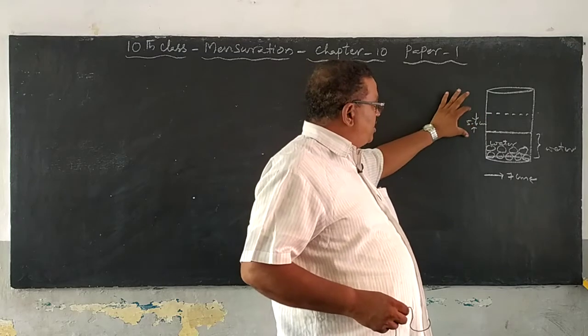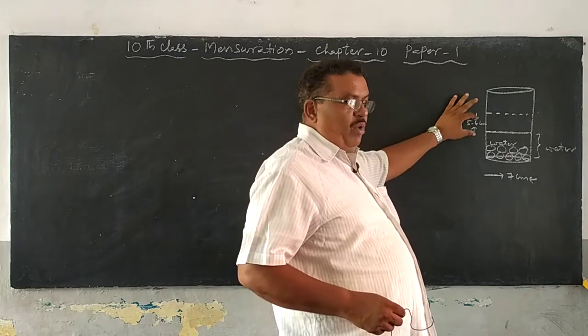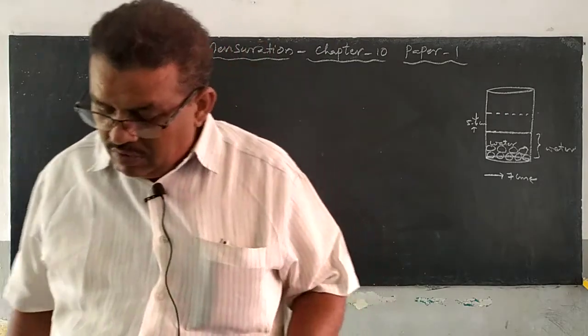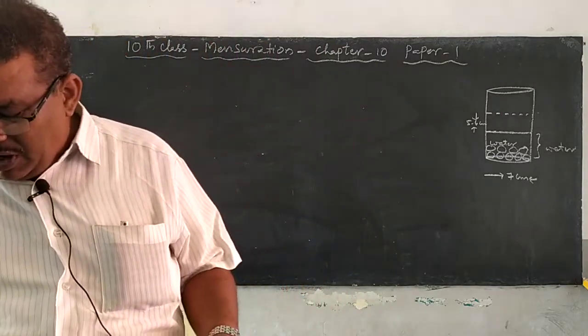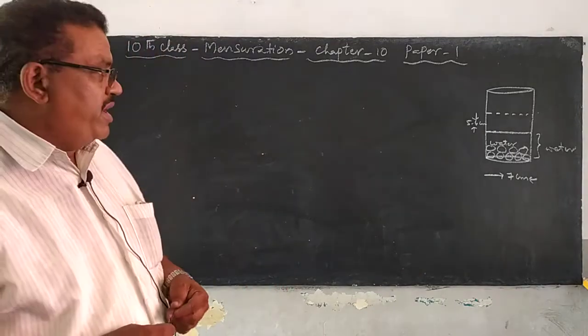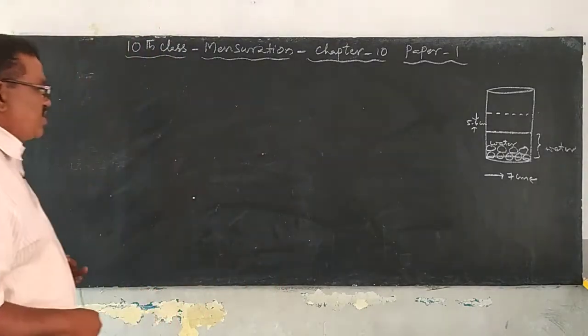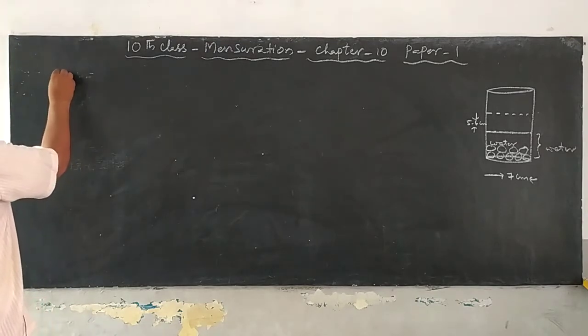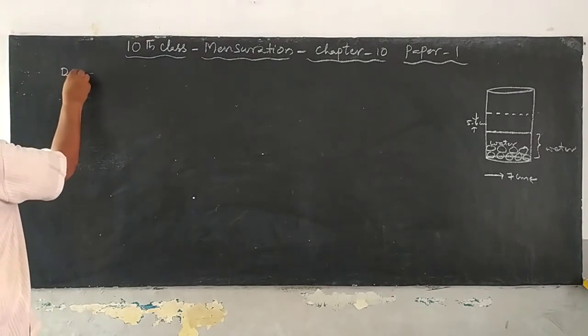That means how much height is it raised? 5.6 centimeters height raised. Now find the number of marbles that should be dropped into the beaker so that the water level rises to 5.6 centimeters. So first of all we need to find the volume of marble, the diameter of marble.